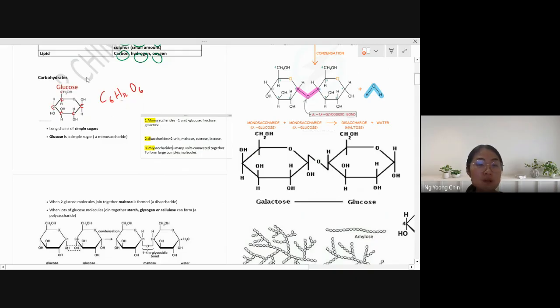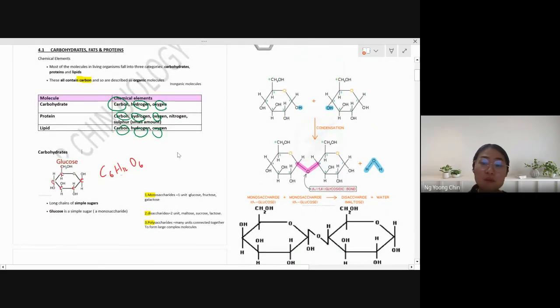Can you give me an example of carbohydrates which you are able to eat every day in your food? Like rice, right? Bread, or noodles. Those are foods which are a rich source of carbohydrates. So you get carbohydrates from those kinds of food. In rice, noodles, and bread, why are you eating them? Because you want to get the chemical energy stored inside the food.